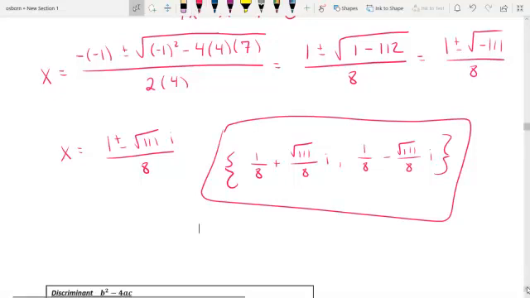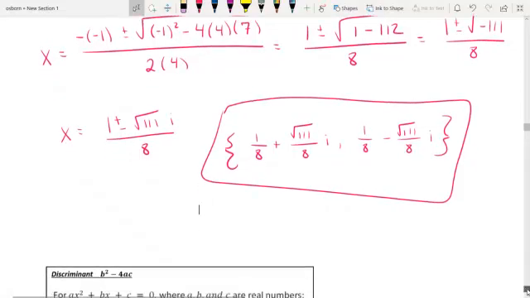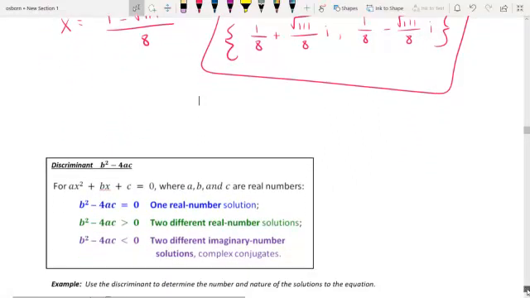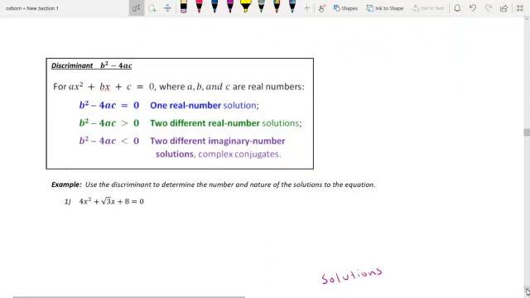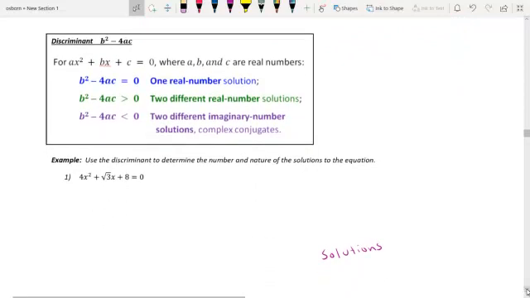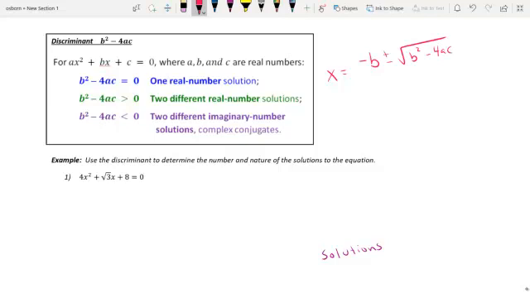Alright, now the next type of problem we're going to look at is we're going to talk about the discriminant. Now the discriminant is b squared minus 4ac. What that is, it's your radicand in your quadratic formula. So recall that the quadratic formula is x is equal to negative b plus or minus square root of b squared minus 4ac divided by 2a.